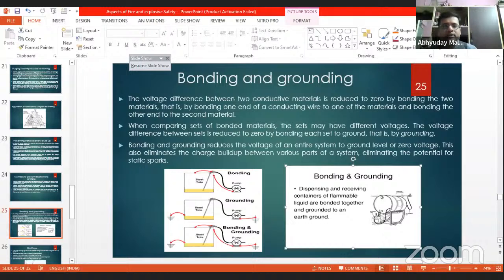Bonding and grounding reduce the voltage of an entire system to ground level or zero voltage. And because of this, the charge buildup in any place where there is bonding or grounding is eliminated. And hence static sparks can be eliminated if you bond and ground your conducting pieces of equipment.